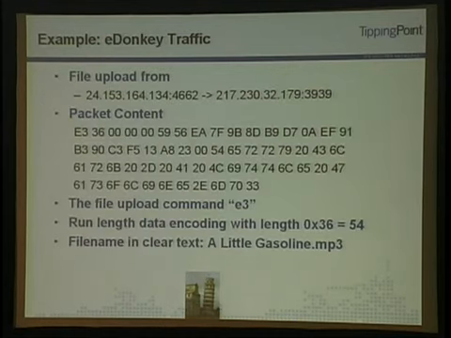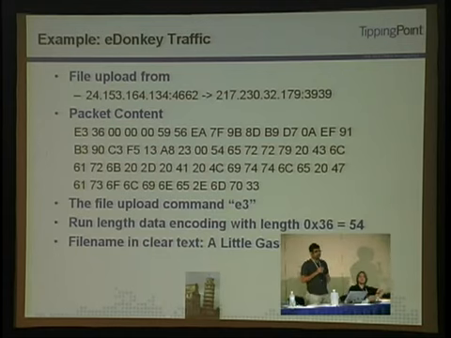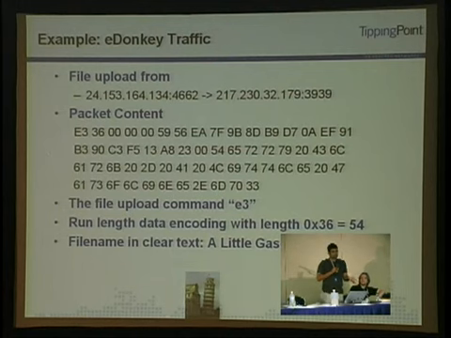Similar is the story with eDonkey too. This is another packet from an eDonkey client trying to download a file from another peer. And if you look at many of these packets for the file uploads or downloads, you can figure out the pattern. And in this case, the pattern is very perceptible. You see all the file uploads begin with the command, which is the hex E3 character. And the packet length is encoded in the next 4 bytes. So the packet length here is 54, encoded as hex 36 in Little Endian order.